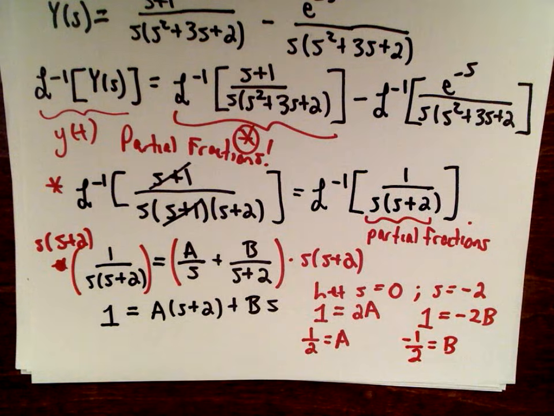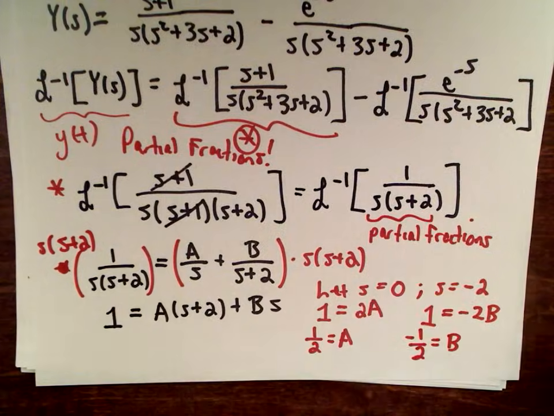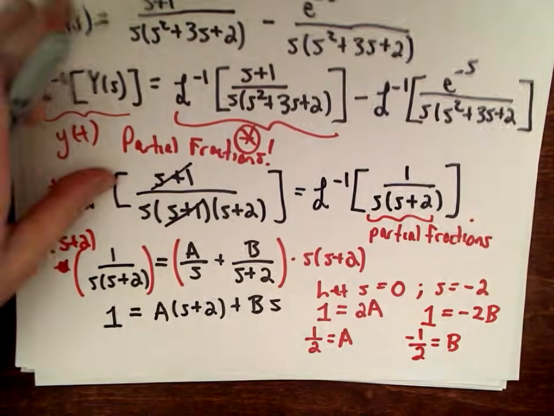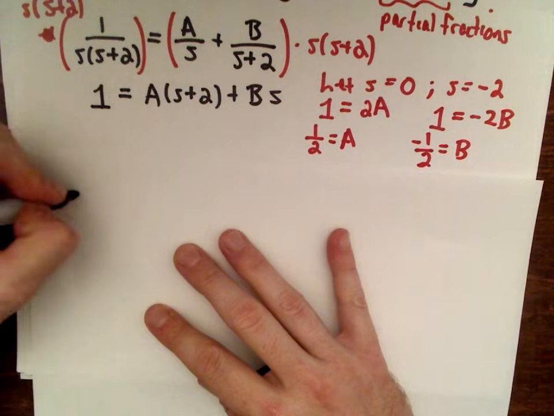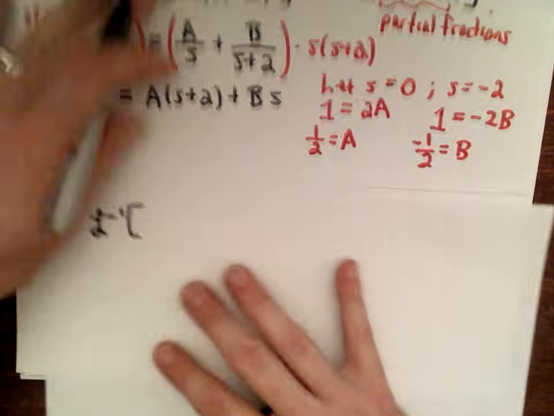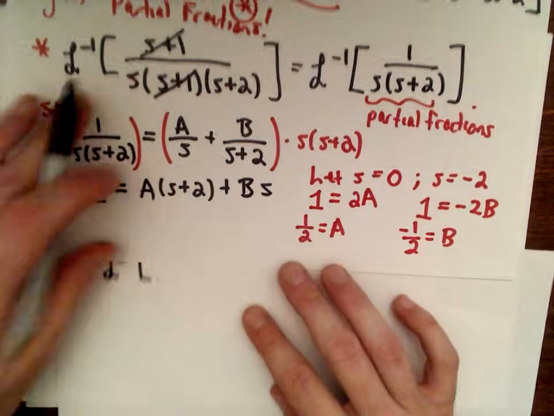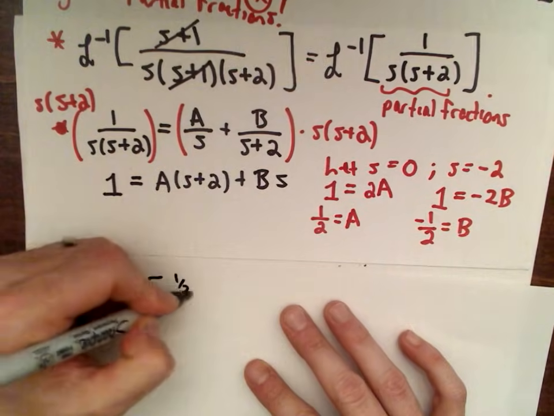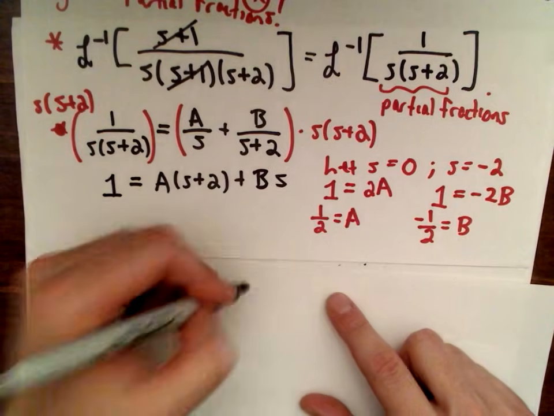Okay, so I'm trying to again find this inverse Laplace transform of 1 over s multiplied by (s + 2). But instead, what I'm going to do is find the inverse Laplace transform of what we said we could write as A over s, where A is equal to 1/2, plus B over s + 2, where we said B was equal to -1/2.